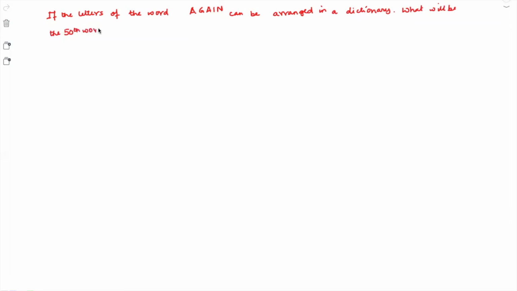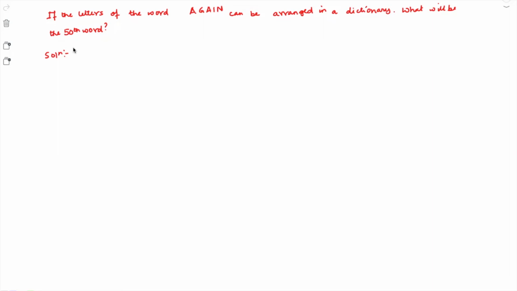The question is, if the letters of the word AGAIN can be arranged in a dictionary, what will be the 50th word? Here, 2 to 3 things need to be taken into account.